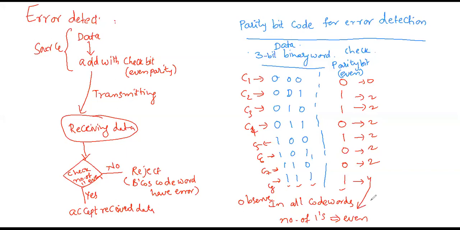So our work is easy: to check whether the data or the code word has an error or not. If the number of ones is even, then we accept the data. If the number of ones is odd, then we reject the data because it has an error. In this way, we will detect the error. Do you have any doubt? Ask me.